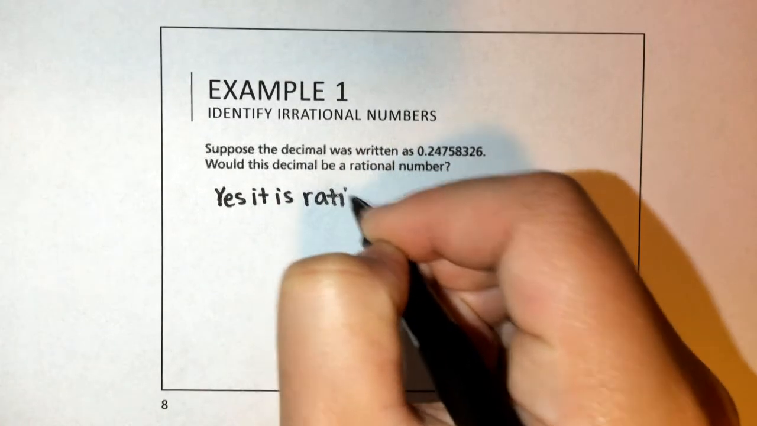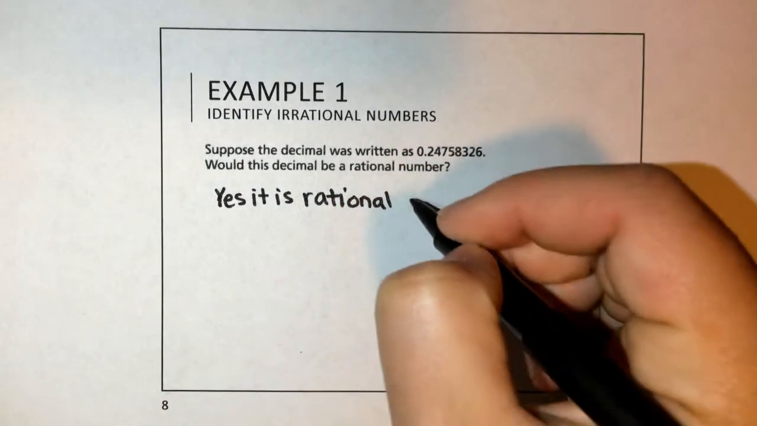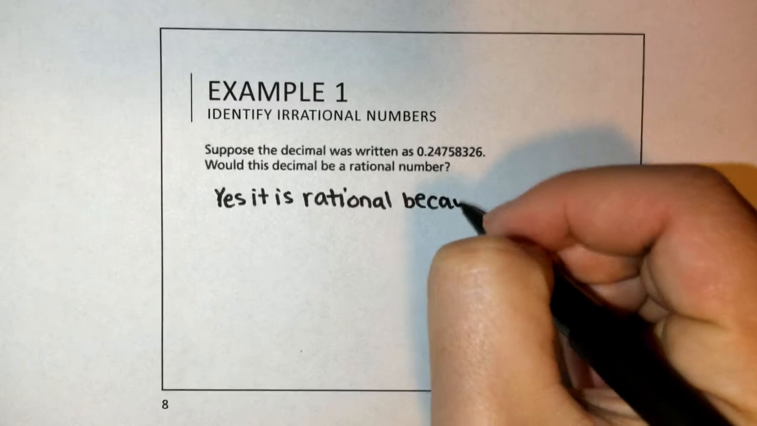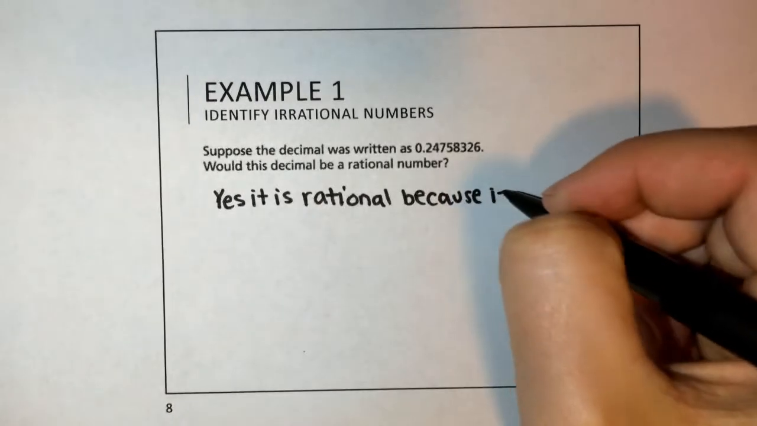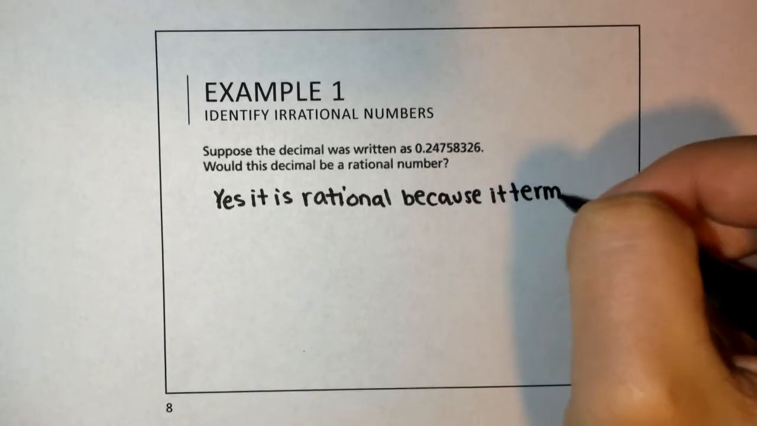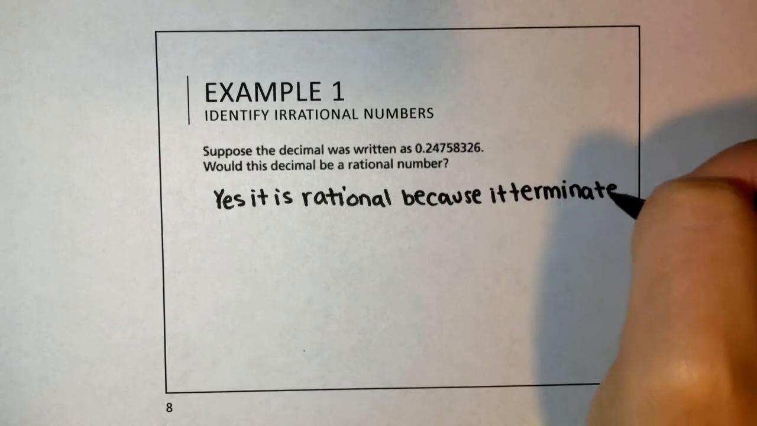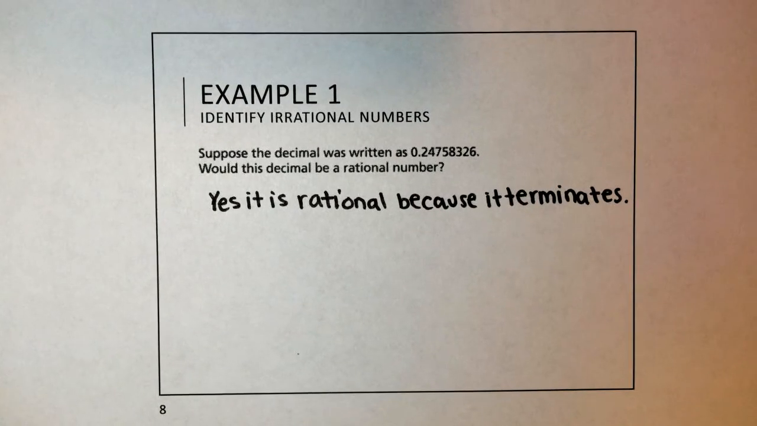So yes, it is rational because it terminates. So again, when we looked at the vocabulary at the beginning of the lesson, in order for it to be a rational number, the decimal either has to one, terminate, or two, repeat. This one terminates, therefore it is rational.